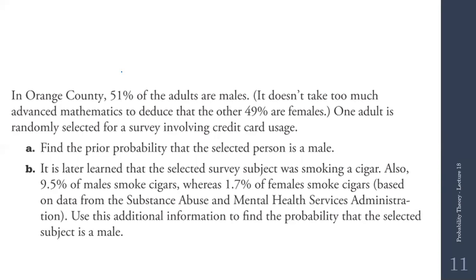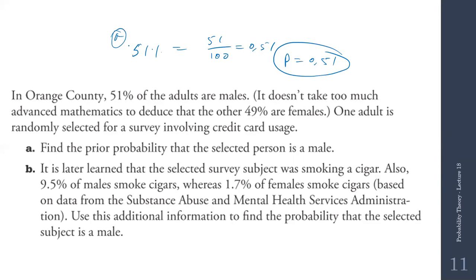The prior probability, which is 51%, equals 51 divided by 100, which gives us 0.51. In probability notation, P(M) equals 0.51. But it says in question B, this is the answer for question A. In question B, it says the selected subject was smoking a cigarette. So we need to calculate the probability that this subject is a male. Here we have to use Bayes' theorem, Bayes' rule.